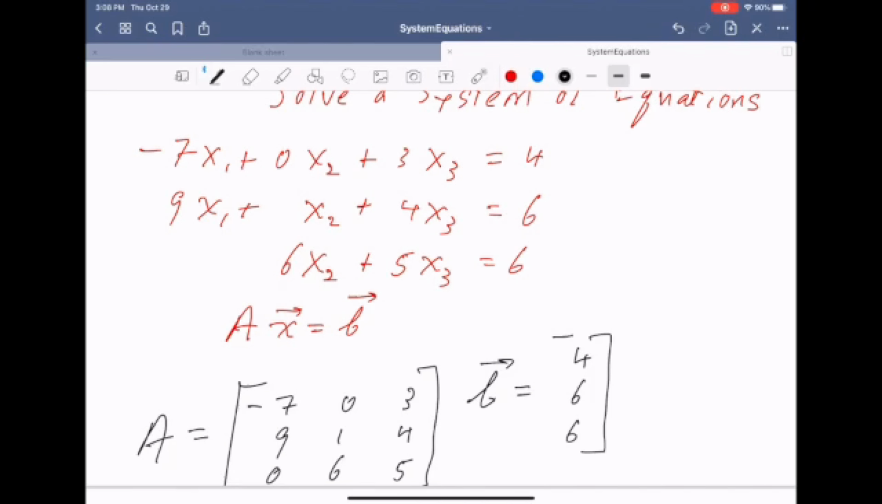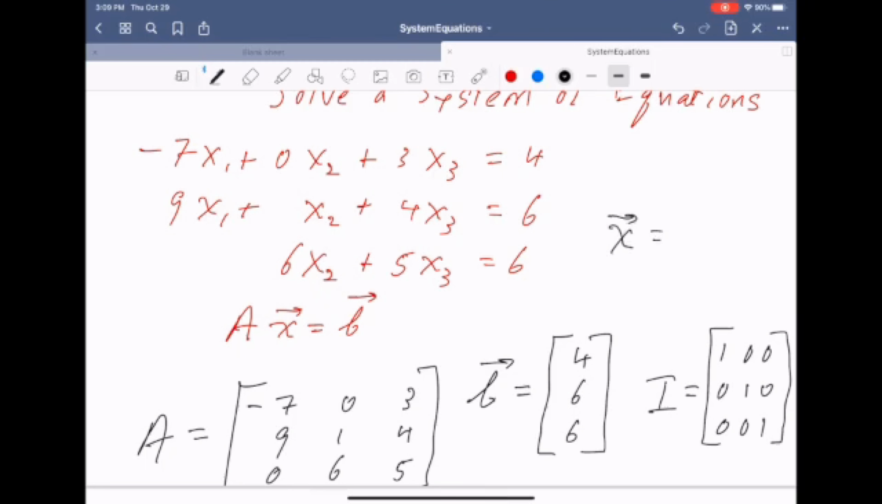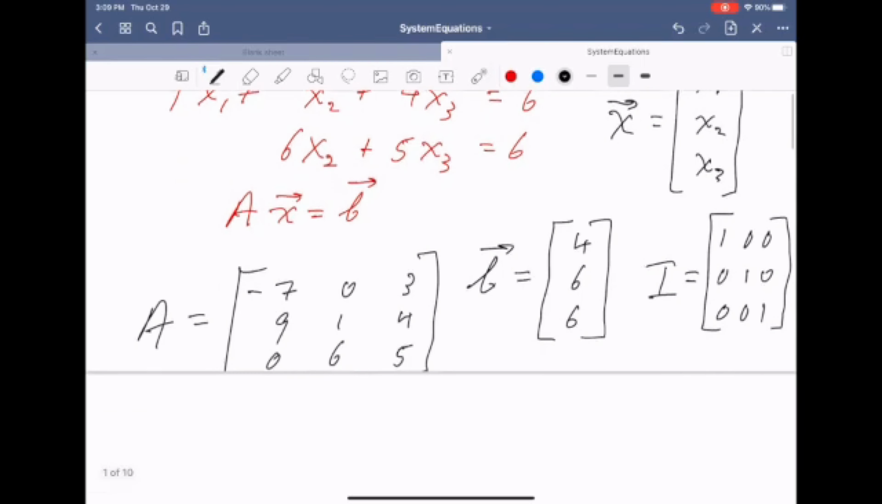And then we're going to have an identity matrix is equal to 1, and of course we're going to have a vector of x's is equal to x1, x2, x3, and the objective is to find the solution for the x's.